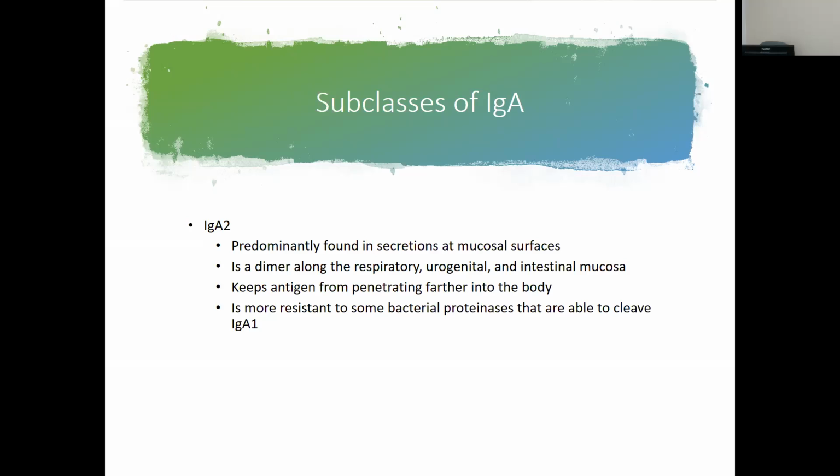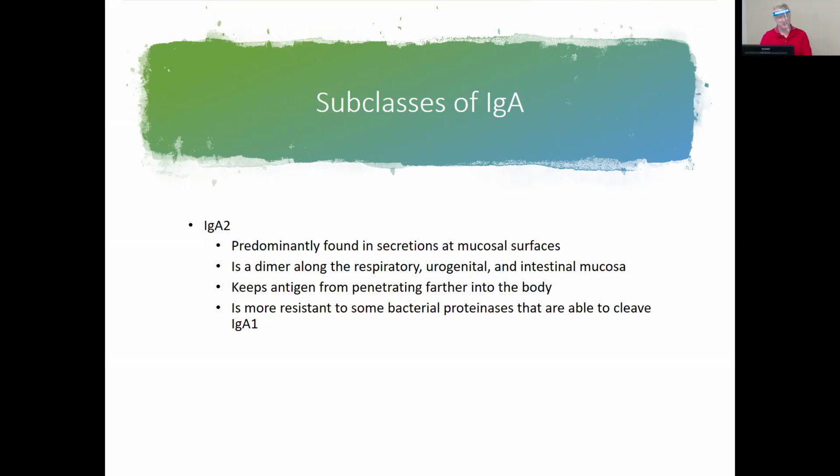IgA2 is more resistant to some bacterial proteinases that are able to cleave IgA1, which makes sense. So a regular bacterium would say, "Ooh, I've got something for you." IgA2 is a little more resistant to that enzyme that the bacteria produces. A little crossover there.